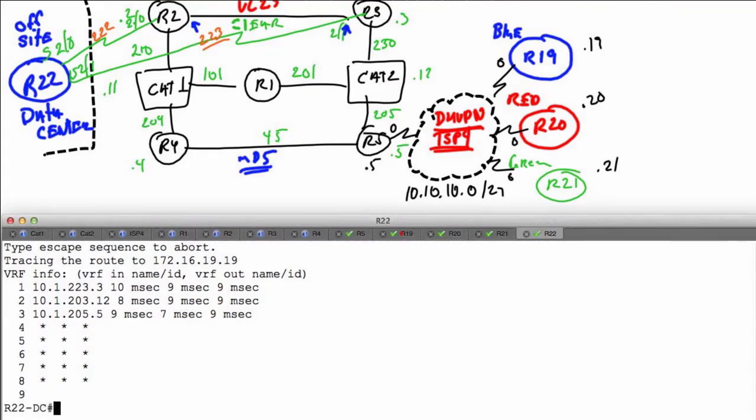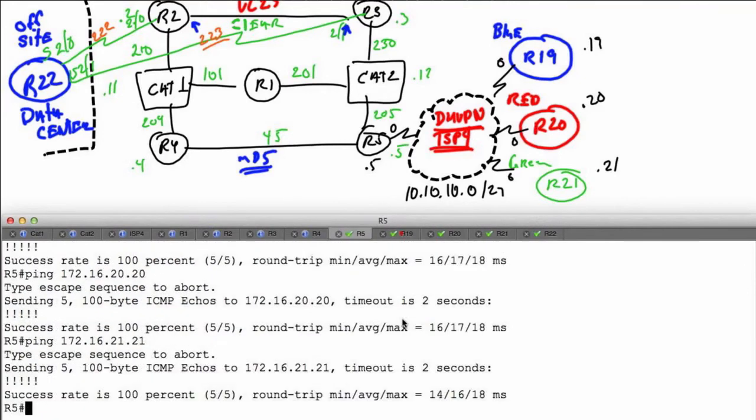So, break that. And now let's take a look again. Do I still have reachability here? Can I ping 19.19? Can I ping 20.20? And 21.21? Yes, I can. Can I ping 10.1.2.2, 3.2.2.2? Yes, I can. So I've got reachability from R5 all the way back to R22.